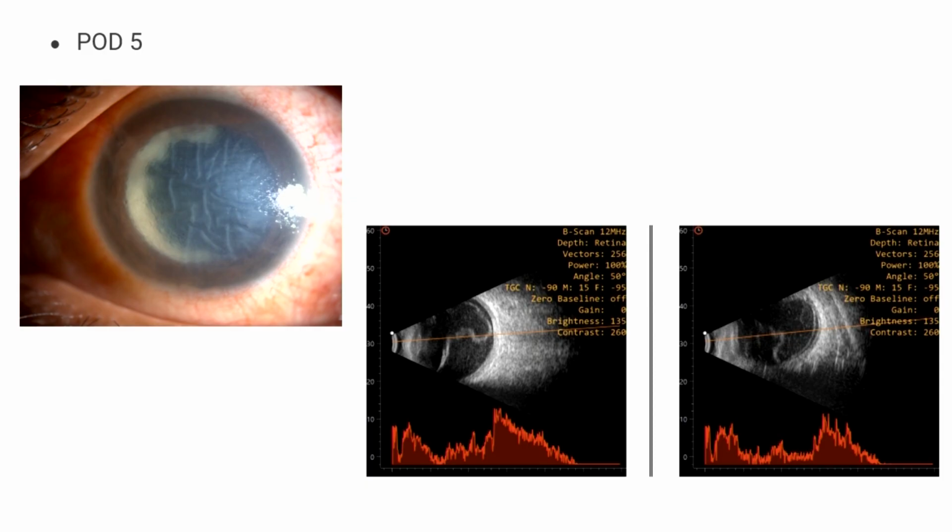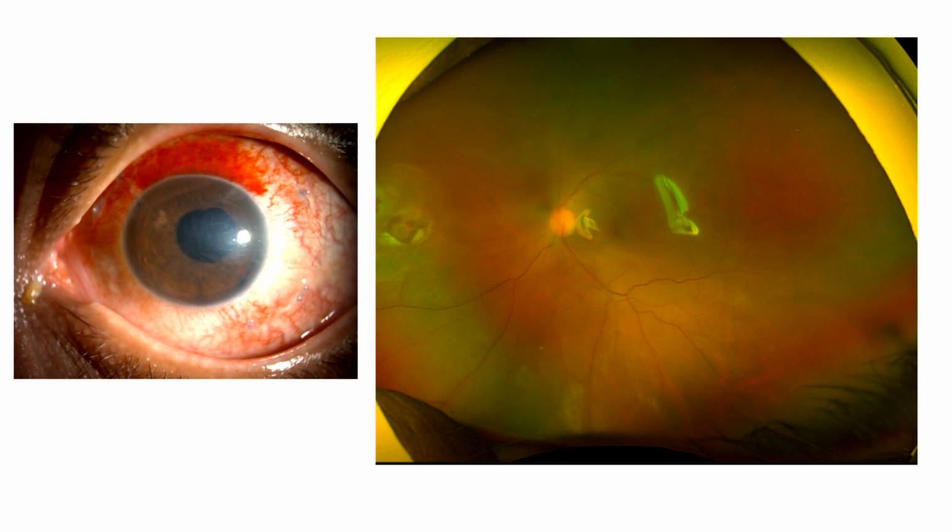However, on post-op day 5, ultrasound was suggestive of retinal detachment. But still, the cornea was very hazy, so we deferred the further surgery at that point of time. After around 10 days from the primary surgery, he was taken up for retinal detachment surgery. This is the post-op picture showing a clear cornea and attached retina under oil with the drainage retinotomy which can be seen nasally.